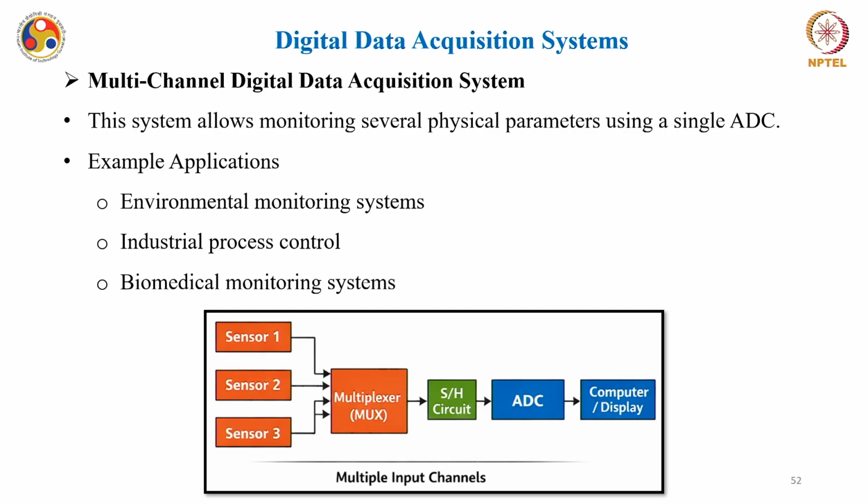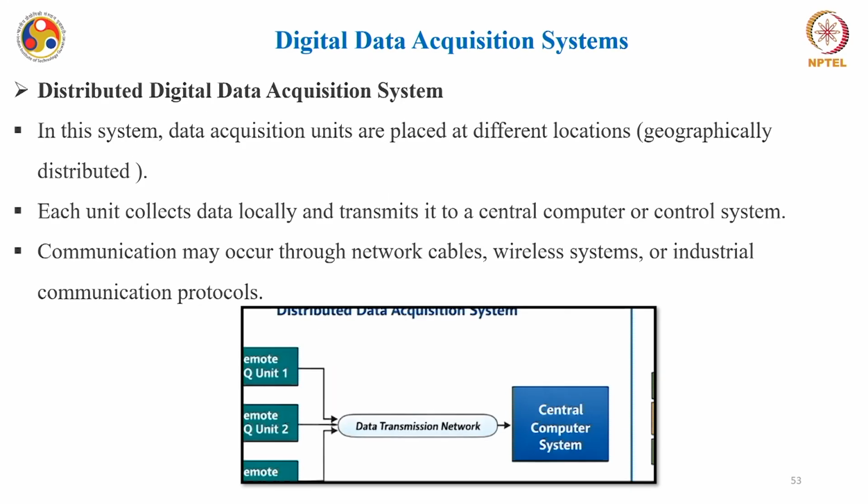An example can be environmental monitoring systems, where you are monitoring several environmental parameters together continuously, like CO2, CO, humidity, temperature and so on. Similarly, in industrial process control and biomedical monitoring systems, where you are measuring multiple physiological parameters together, these multi-channel digital data acquisition systems become more important.